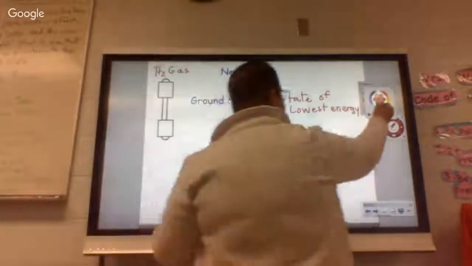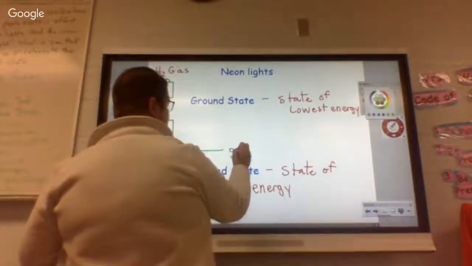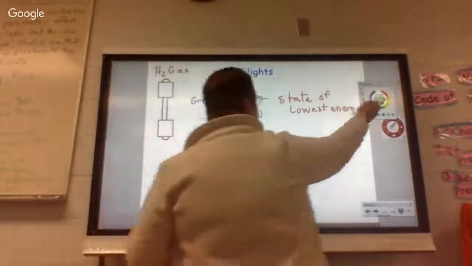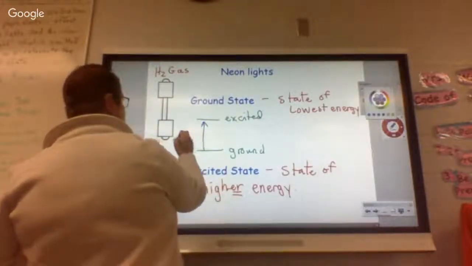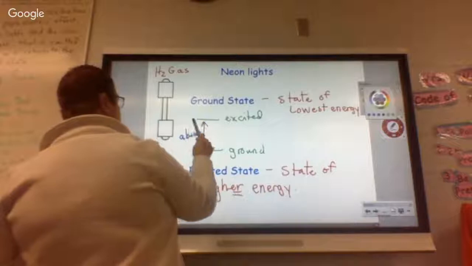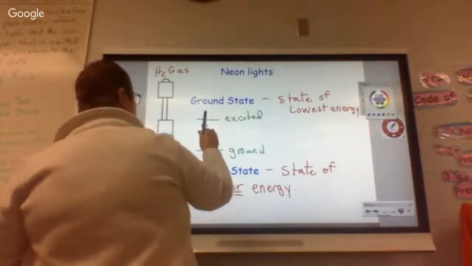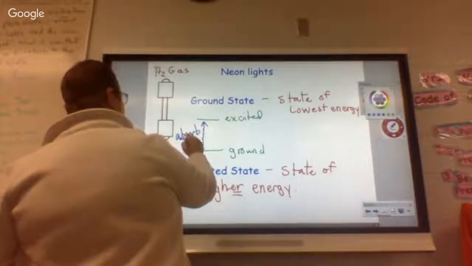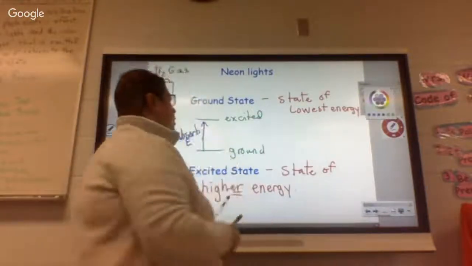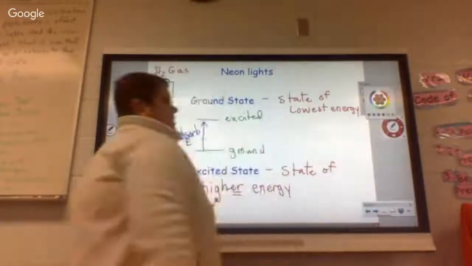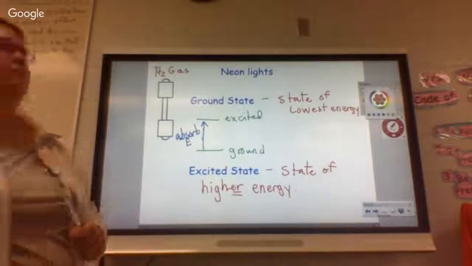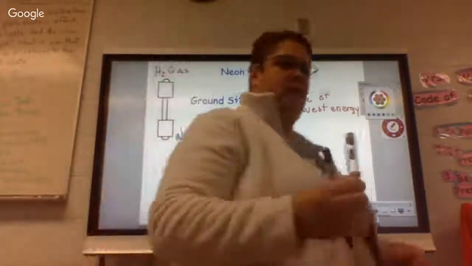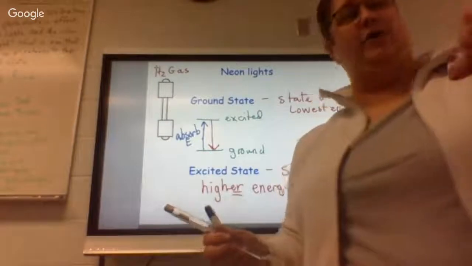All right? So, they're going to move from the ground to the excited state. Now, when they do this, they're going to absorb energy. And then when they get there, what are they going to do? Are they going to stay there? No. They're going to come back down. When they come back down, they're going to do something. E is the universal symbol for energy.